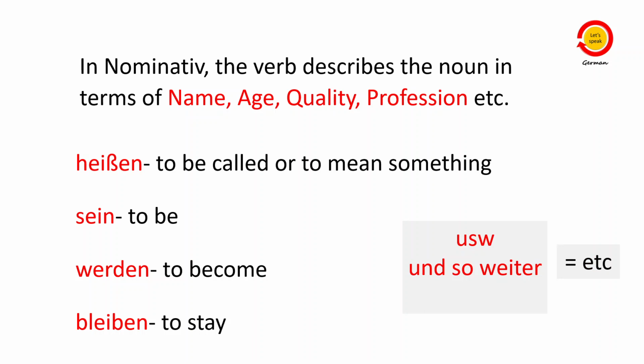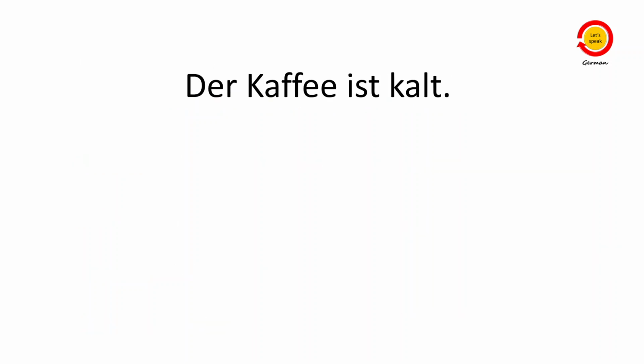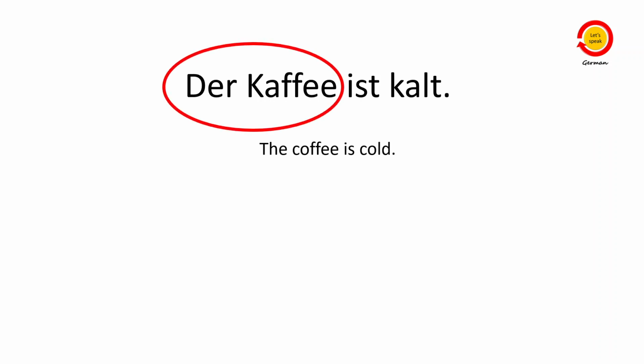Der Kaffee ist kalt. The coffee is cold. Who or what is cold? The answer is der Kaffee. So it is the nominative noun.